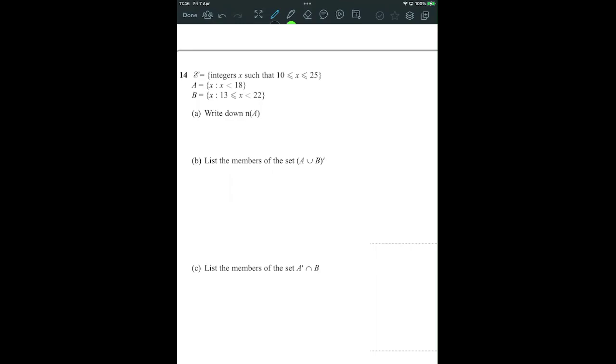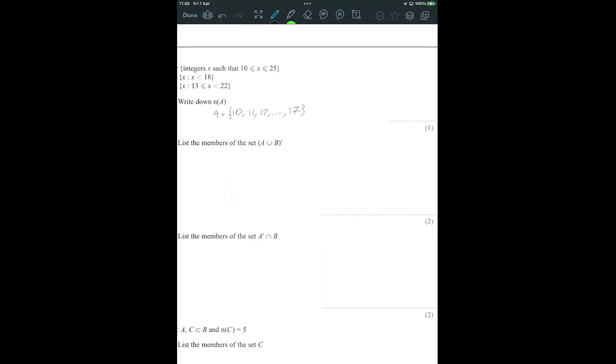A is those that are less than 18. B are between 13 inclusive and 22 exclusive. So n of A is how many elements in A. Well, A is 10, 11, 12, all the way up to 17. Now that isn't the answer, it wanted to know how many. That is 8 elements: 10, 11, 12, 13, 14, 15, 16, 17. Yes, I did count that up on my fingers.